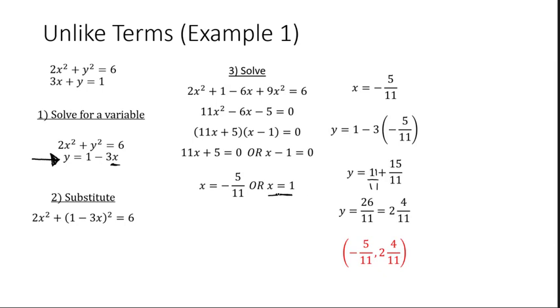And then you have the second point here where x is equal to 1. So this one is much quicker. So to solve for y, just plug back in. So you have 1 minus 3 times 1, and that's going to give you 1 minus 3, which is negative 2. So when x is 1, y is negative 2, which is that point right there.